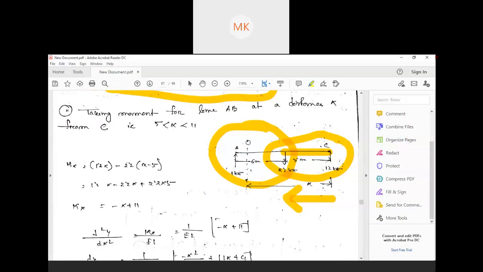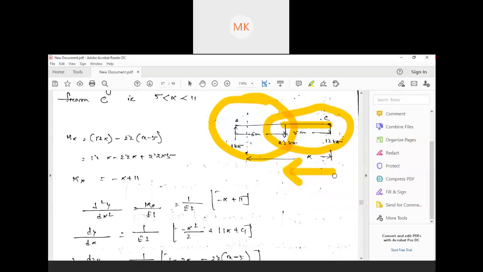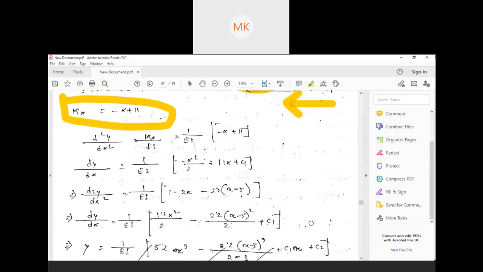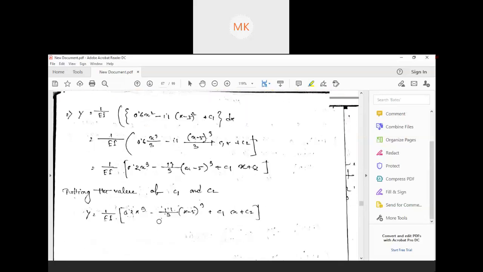Okay, we are considering the distance x from C in the line AB. Again, similarly, you need to take the moment for this. I think all of you know how to take the moment. So just use that and you find the equation. After that, again the derivation part: you need to do d square y by dx square. From here, by simplification, you can easily find out the equation of y.